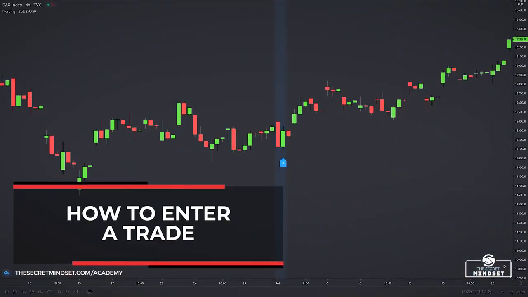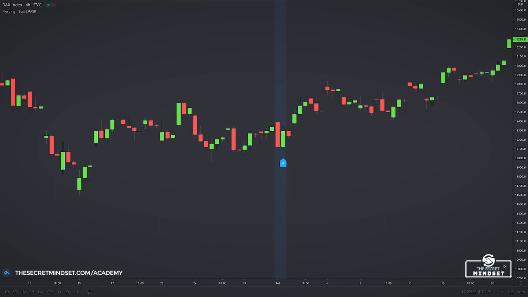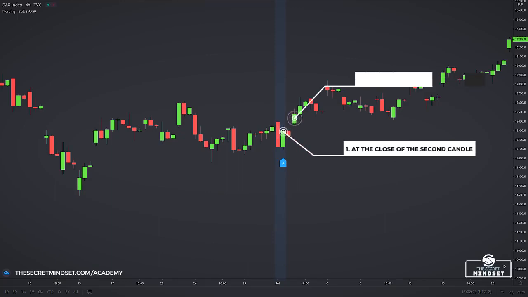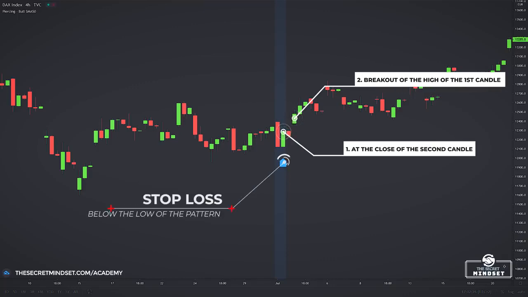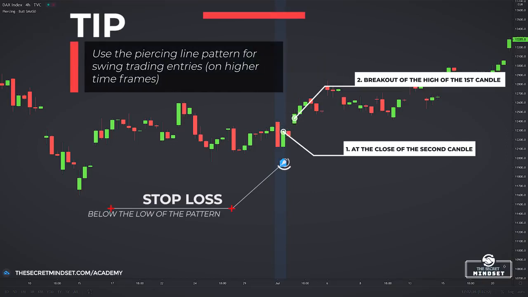When you see a piercing candlestick pattern on a particular market, you could enter right away at the close of the second candle, or you could wait until the high of the first candlestick is broken. The stop loss should be placed at the low of the previous bearish candle. This pattern is more suitable for swing traders, as from my backtesting, the rate of success is quite high in the longer time frames.